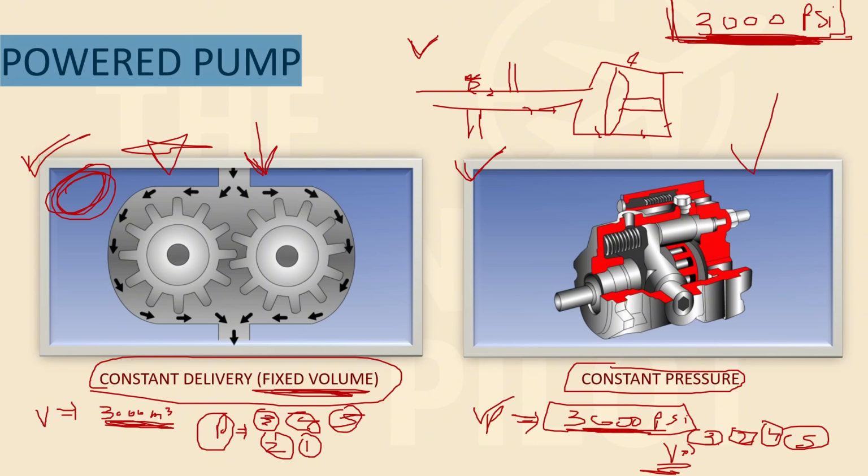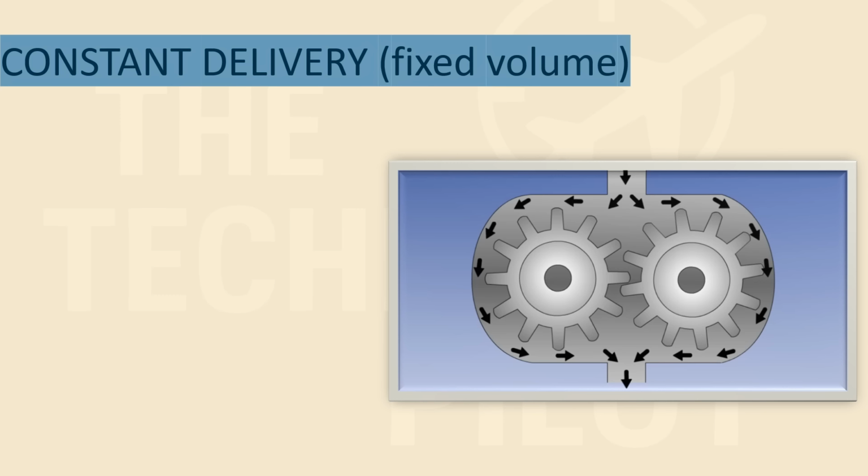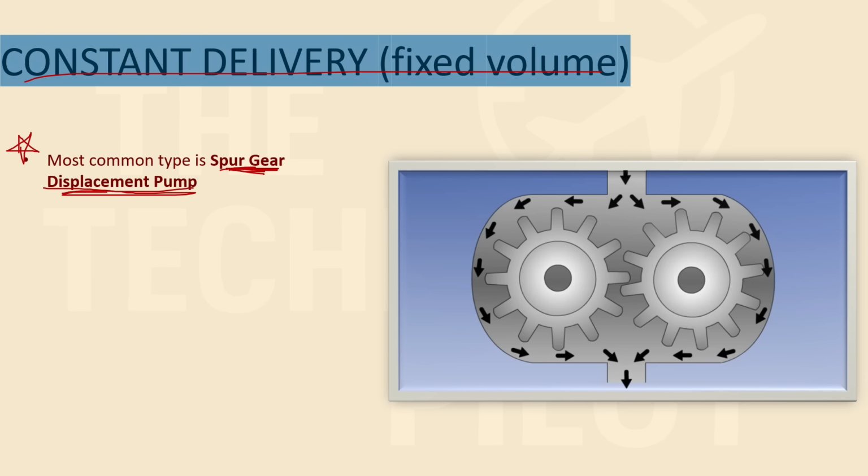In this, there is not an issue. The pressure is already managed by the pump. So we'll see in a constant delivery or fixed volume pump. Firstly, the most common type of fixed volume pump is a spur gear displacement pump. It is just a name. So spur gear displacement type.